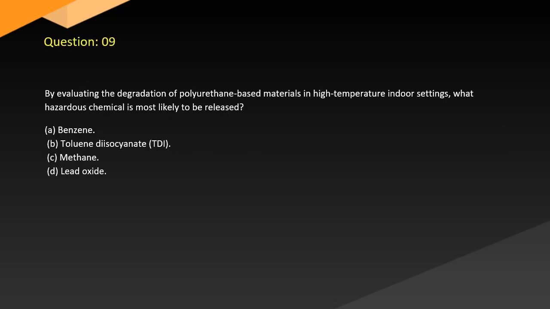Question 9. By evaluating the degradation of polyurethane-based materials in high-temperature indoor settings, what hazardous chemical is most likely to be released? A. Benzene. B. Toluene diisocyanate, TDI. C. Methane. D. Lead oxide.